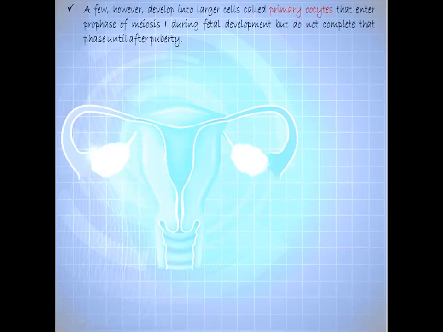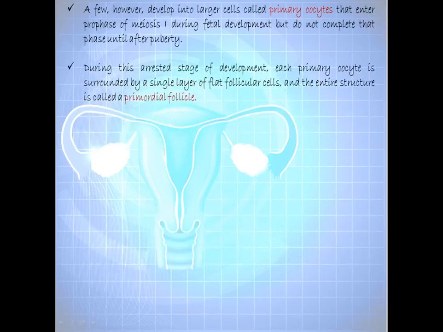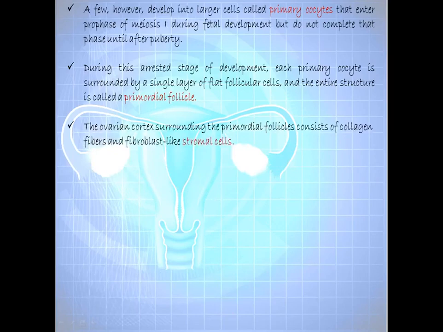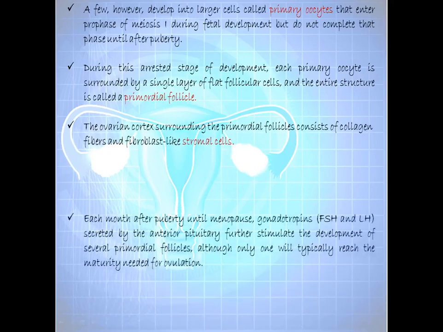A few, however, develop into a larger cell called the primary oocyte that enters the prophase of meiosis I during fetal development but does not complete the phase until after puberty. During this arrested stage of development, each primary oocyte is surrounded by a single layer of flat follicular cells, and the entire structure is called the primordial follicle. The ovarian cortex surrounding the primordial follicle consists of collagen fibers and fibroblast-like stromal cells.